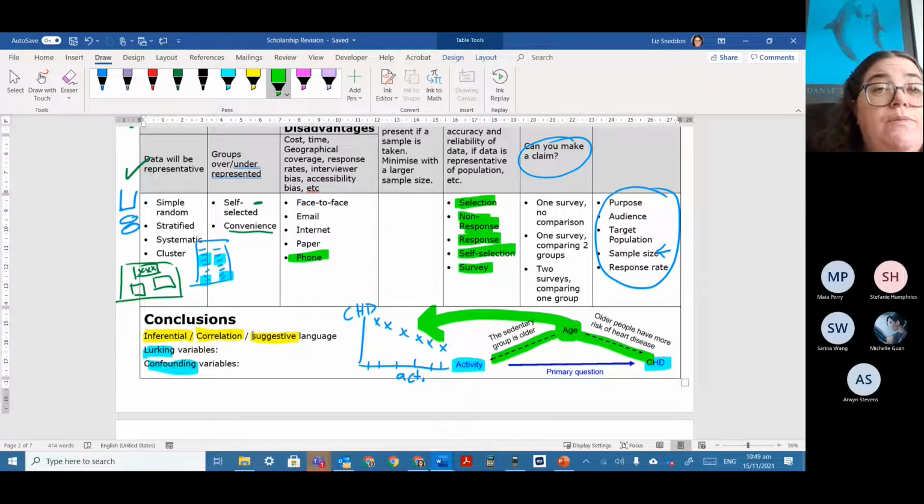And this is because we're doing observational studies, we're not controlling all of the variation. And so that's where we get these lurking and confounding variables, because we haven't controlled all of the variation that we have.